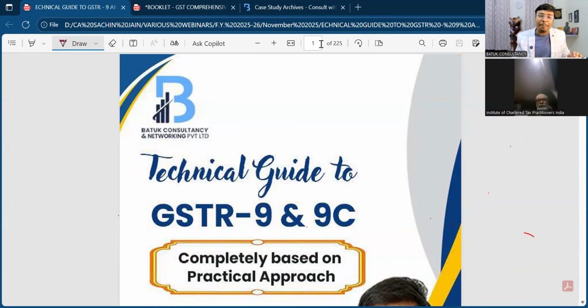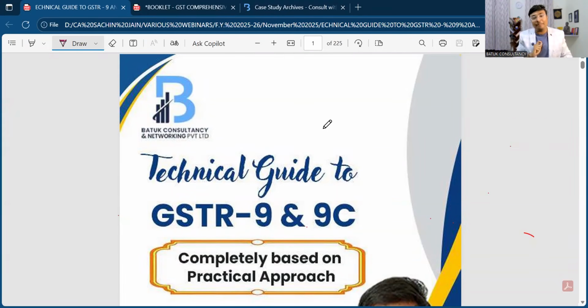The first thing, sir, first we'll just try to understand the importance of GSTR 9 and 9C. Because when I know the importance of a specific thing, then only I will give importance to that specific thing. So first I am just going to share with you the importance of GSTR 9 and 9C. Sir, nowadays we know a lot of litigations are there in GST, and in very near future a lot of litigations will also come in the field of GST.